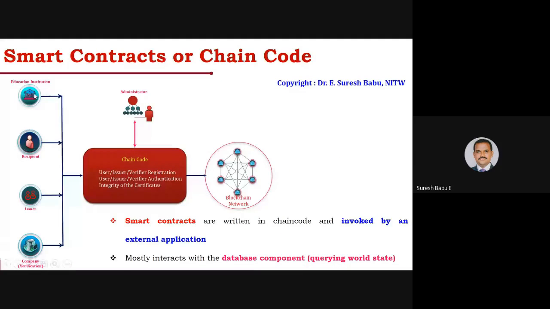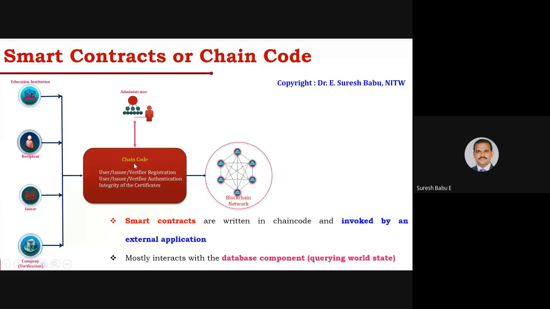Right? And for example, this is the smart contract, or what we call chain code. I'll take a case study here: an education institution to eradicate fake certificates. Assume that. For that, we have created an education certificate here. Recipients are the students, issuers are the faculty, maybe some authority, and the verification companies are the outside companies to whom the student will give the certificate. All will be part of the blockchain.